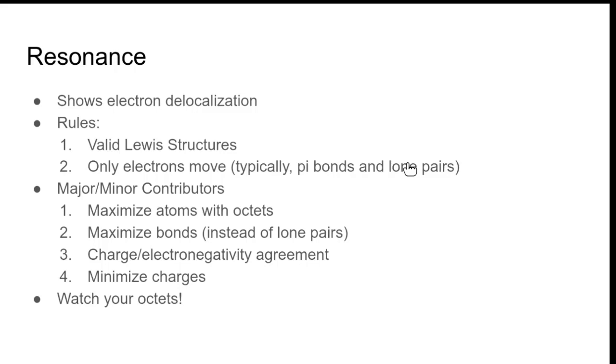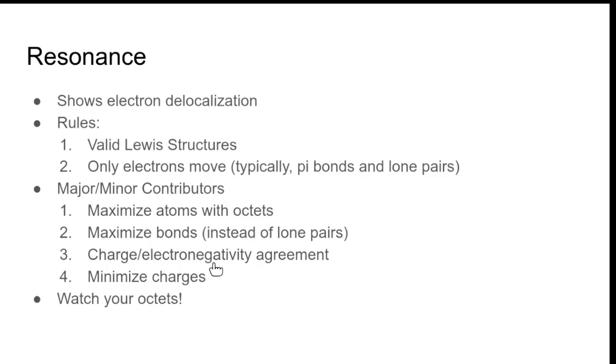We're only moving electrons. To determine major and minor contributors, we want to maximize the number of atoms with octets, right? So if we have a carbocation, and we can give that an octet, that's even better. We want to maximize bonds instead of lone pairs generally because it'll lead to less charges. We want charge and electronegativity to agree. In other words, that's saying if you have a negative charge on an oxygen, that's more stable than having a negative charge on a carbon because oxygen is more electronegative than carbon, and vice versa. If we have a positive charge, it's more stable on a carbon than on an oxygen.